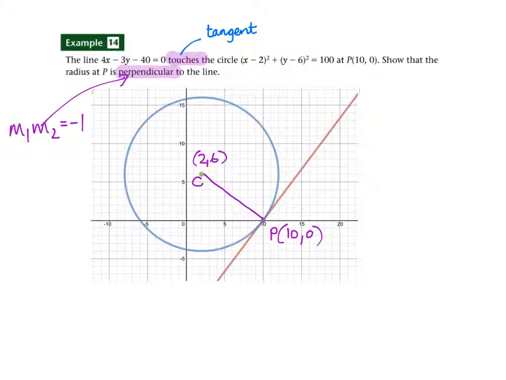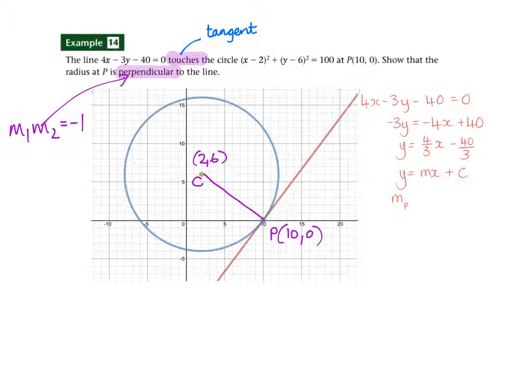So show that the radius CP is perpendicular to the line. First thing that I've done from this equation here is I can put in the centre, and we've got a point there. So we've got this line, which is 4x minus 3y minus 40 is equal to 0. It's not very good in that form, so I'm going to rearrange it into the form of y equals mx plus c. So we get y is equal to 4/3 x minus 40 over 3. If we compare that to y equals mx plus c, then we get the gradient of the line to be 4/3.